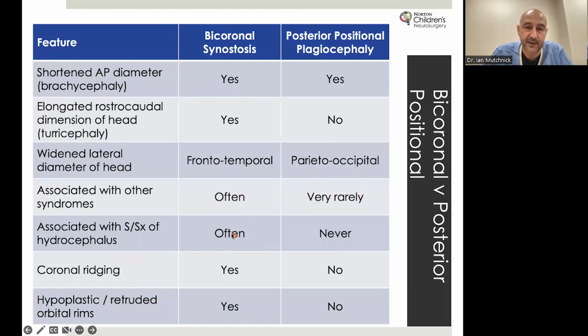Bicoronal synostosis is often associated with hydrocephalus, so the kid will have pressure issues, there'll be other things going on with them, maybe developmental delay. Here it's not really an issue. Coronal ridging bilaterally here and not here. And the hypoplastic orbital rims, because of the front to back restriction, are almost invariably present with bicoronal synostosis, whereas with posterior positional plagiocephaly, their face looks essentially normal.